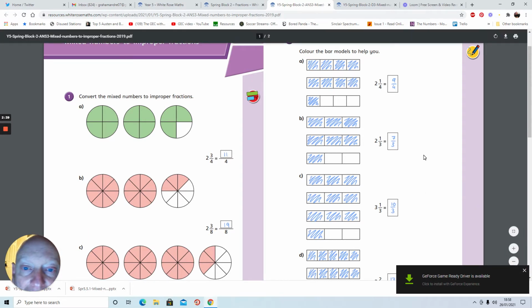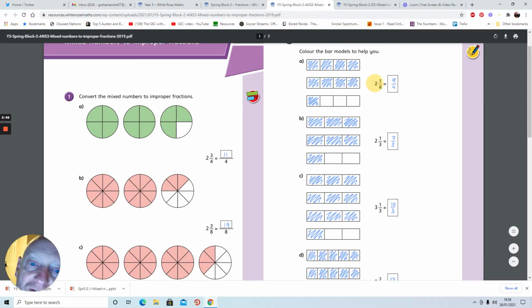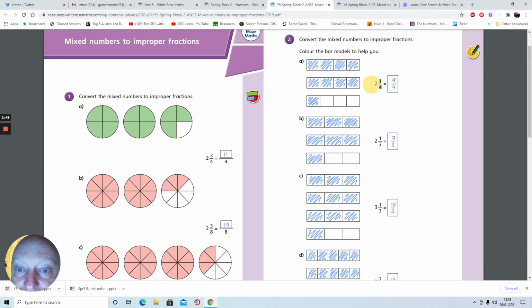Okay, so this next one is again converting this number into an improper fraction, but this time we're doing it without anything being shaded. We know just by looking at this that we are working in quarters, because we can count 1, 2, 3, 4. So we know straight away the denominator, the bottom number, is going to be 4.